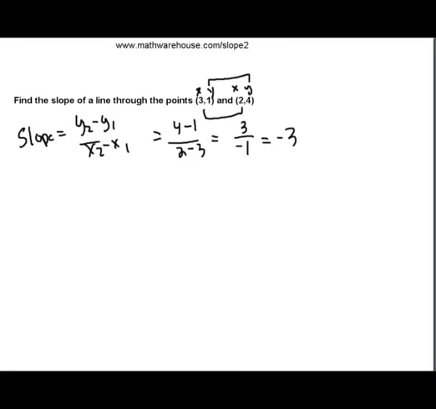Okay, so again, we could have switched these. We could have done 1 minus 4 over 3 minus 2, and either way, your final slope should simplify to be negative 3.